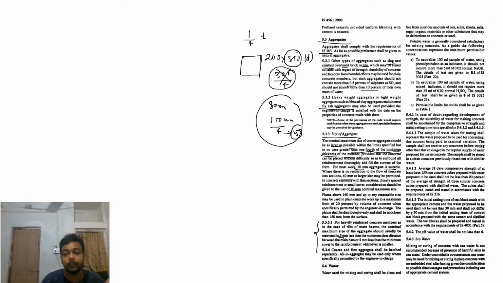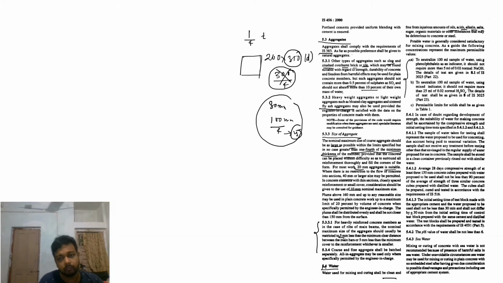Now we talk about the water. What do they say about the water? Water should be clean, free from any injurious material such as oil, acid, alkali, salt, sugar, and organic material. Potable water is generally considered satisfactory.